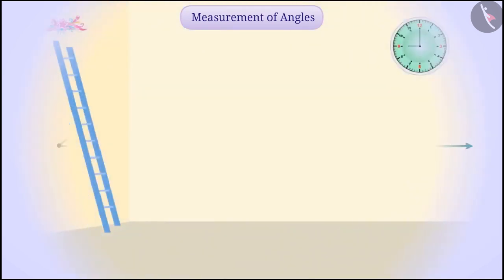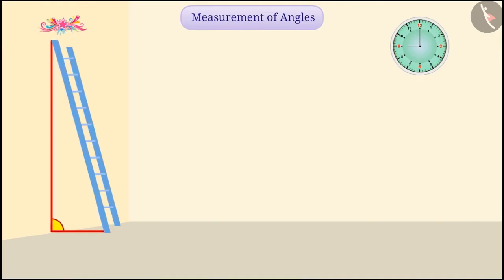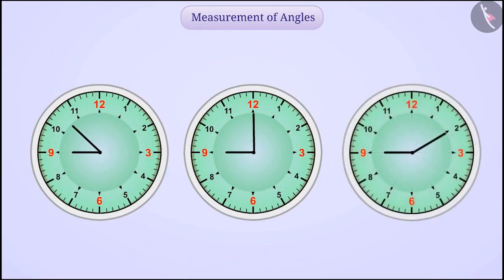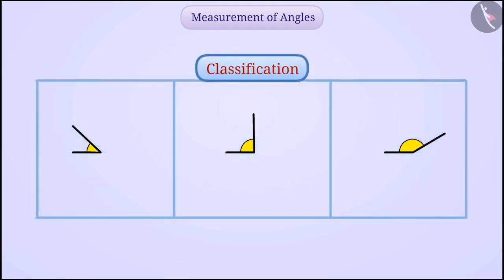No. We see that the angle formed between the wall and the floor is different from the angle formed between the ladder and the wall or the angle formed between the ladder and the floor. In a clock, if we place one needle in a fixed position and rotate the other needle, we will get different angles. To understand the concept of angles, we classify them into various types. To classify angles, it is necessary to know how to measure the angles. So let's learn measurement of angles.